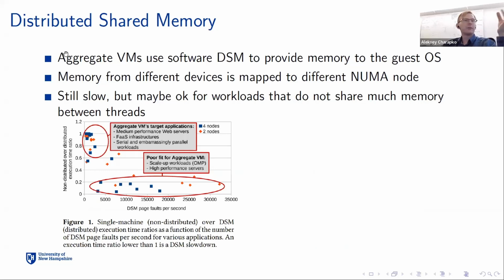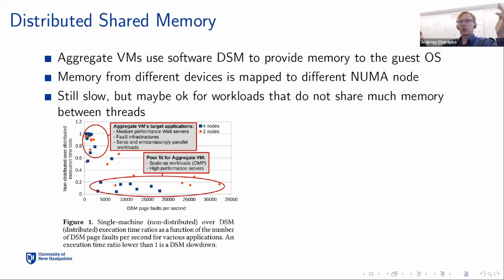What enables them to do this is distributed shared memory, right? This is not a new concept. Obviously, the paper doesn't invent this, but they use distributed shared memory and build the hypervisor on top of it. The VMs use this distributed shared memory to provide a single coherent address space to the guest OS. And the memory from different servers is mapped to different NUMA nodes, so that the guest operating system, the guest kernel, is aware that there is different performance when reaching out to different chunks of memory.